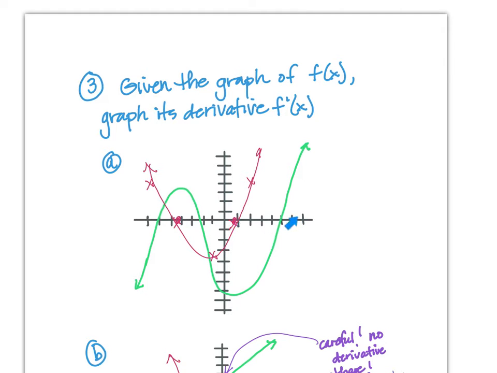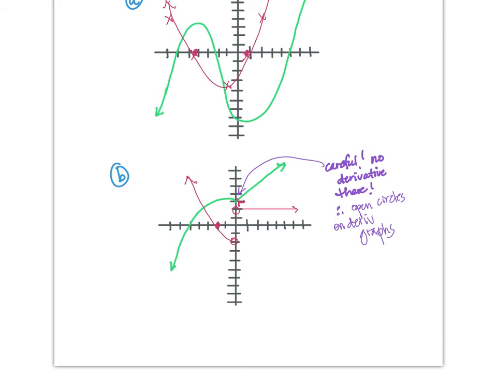To the right of this 0, the function is headed up. So our tangent is positive, which means the derivative is going to be above the x-axis. So we have this above, that 0, this below, that 0, and this above, which creates that parabola. Now, if you recall, this has 2 bumps, so the green is cubic, goes down 1 degree, and we have a parabola, which is a degree of 2. That's the first one.